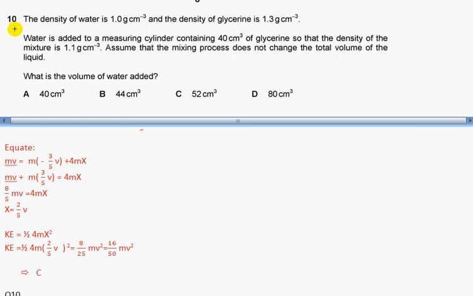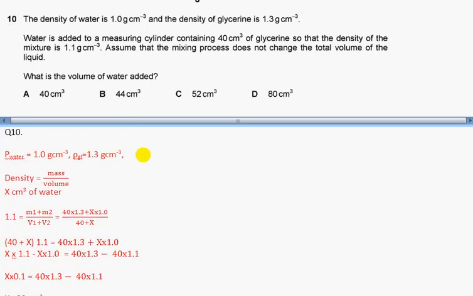The density of water is 1 and density of glycerin is 1.3. Water is added to a measuring cylinder containing 40 cubic centimeters of glycerin, so that the density of the mixture is 1.1. Assume that the mixing process doesn't change the total volume of the liquid. What is the volume of water added?